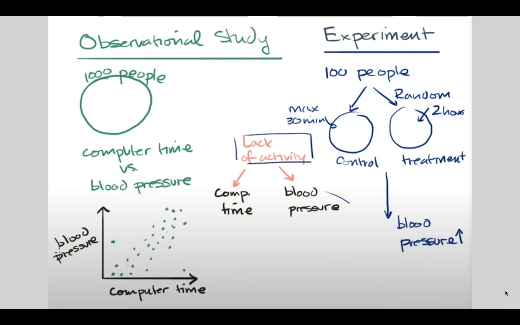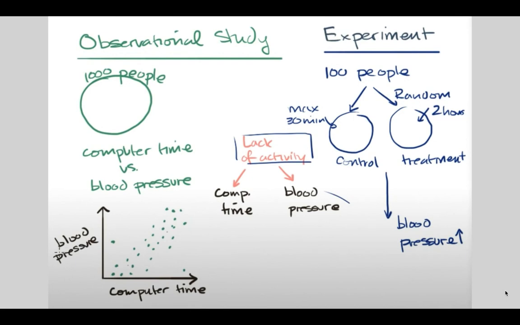This is because there could be something called a confounding variable that we didn't really account for. So in this case, the confounding variable would be the amount of physical activity someone has, right? Typically people who are less active would have higher blood pressure, right? But people who are less active also probably have more screen time, right? So we didn't really test for that outside variable.